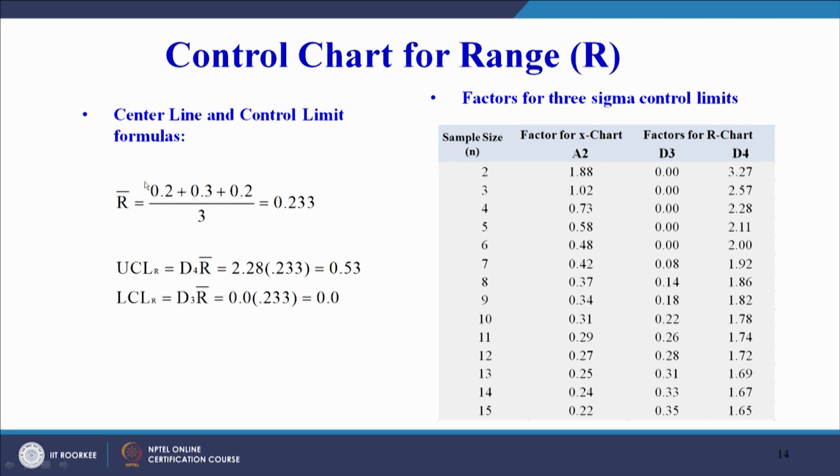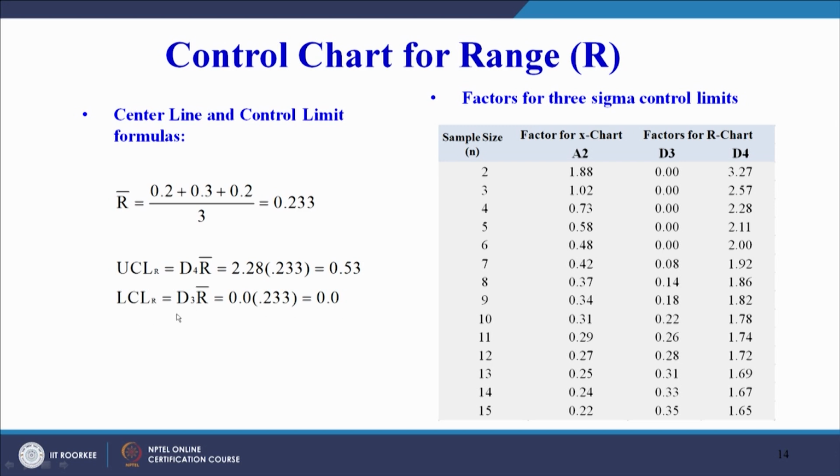First, as we have seen, we have calculated the range for each sample. So 3 samples were there, the range for each sample we have calculated, we will add it and divide it by 3. So we get the R bar value, that is the mean of the range values for each sample. So this is the center line, the mean value for all the ranges for all the samples. Then upper control limit is D4 into mean range, and lower control limit is D3 into the mean of the ranges for the different samples. For getting these values D4 and D3, we can refer to this chart, factors for 3 sigma control limit. Our sample size n is equal to 4 here, corresponding to this D3 is 0.00 and D4 is 2.28.